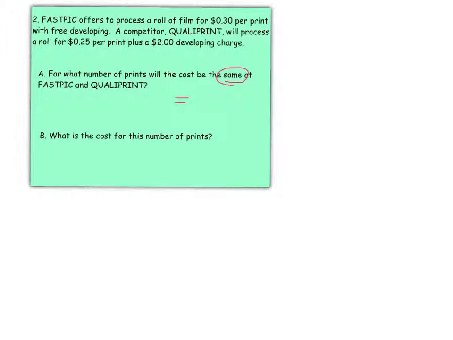So we need to set up the equation. The first thing I'm going to do is put an equal sign, because I know the first company will equal the second company. So let's look at the equation for the first company. We're going to have every print, which I don't know how many prints I'm going to do, will cost me 30 cents. It has free developing, so that would have been adding a 0, but we really don't need to do that. It's unnecessary. Now let's look at the second company.